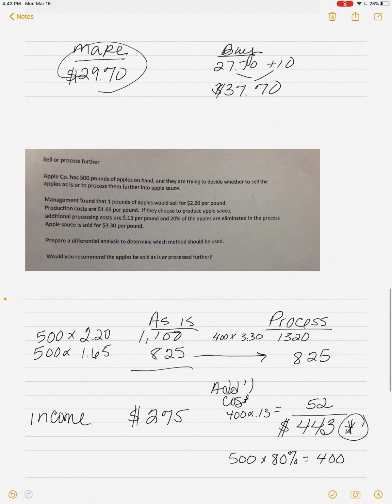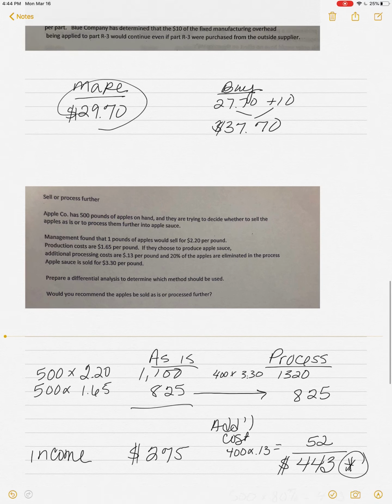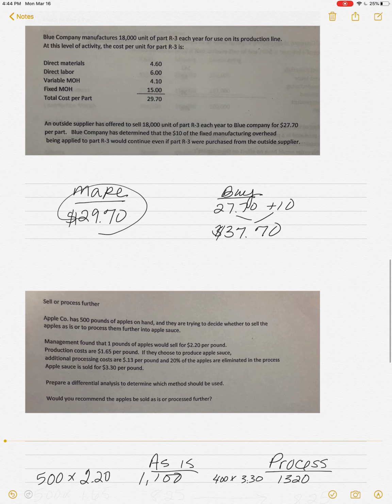Hopefully this helps a little bit. This chapter people usually don't have too much trouble with, but if there's something in here that doesn't make much sense, let me know and I'll help you.